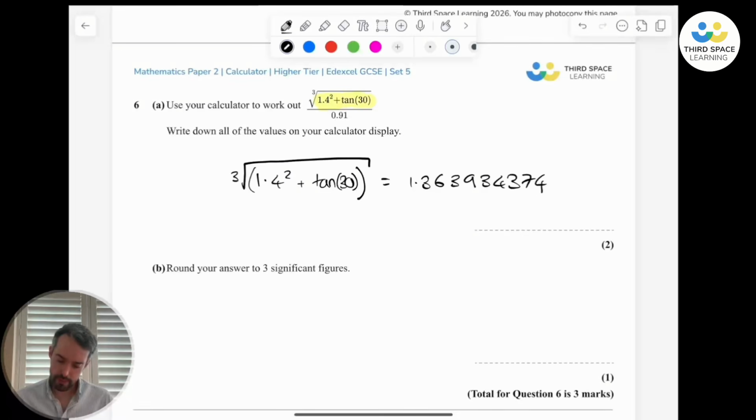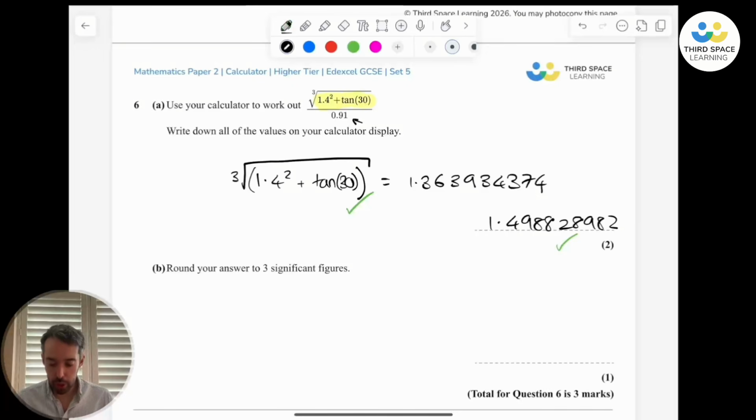1.363934374. Okay, now leave that on your calculator screen and then press divide by 0.91 for that one. And when we do that, we get 1.498828982. And there it is. We're going to get 1 mark for that and 1 mark for that.